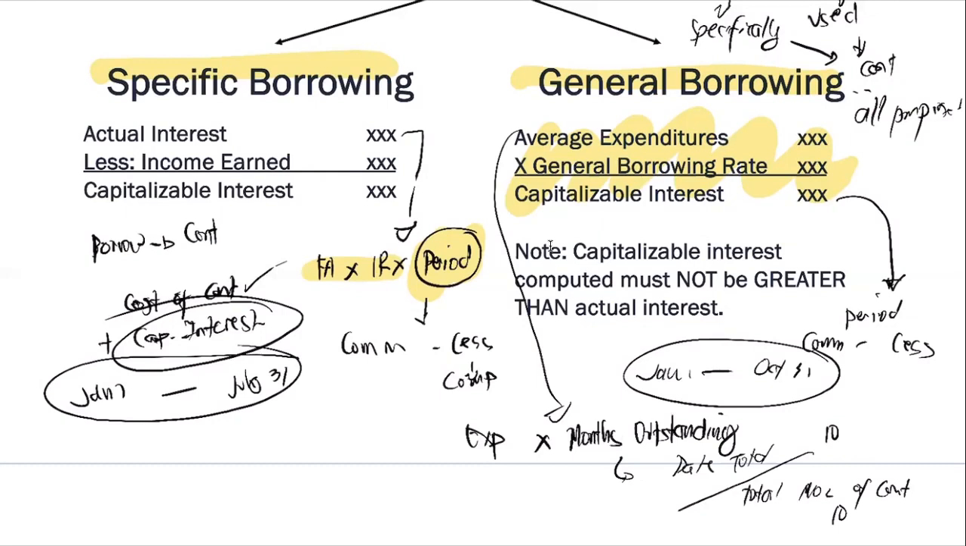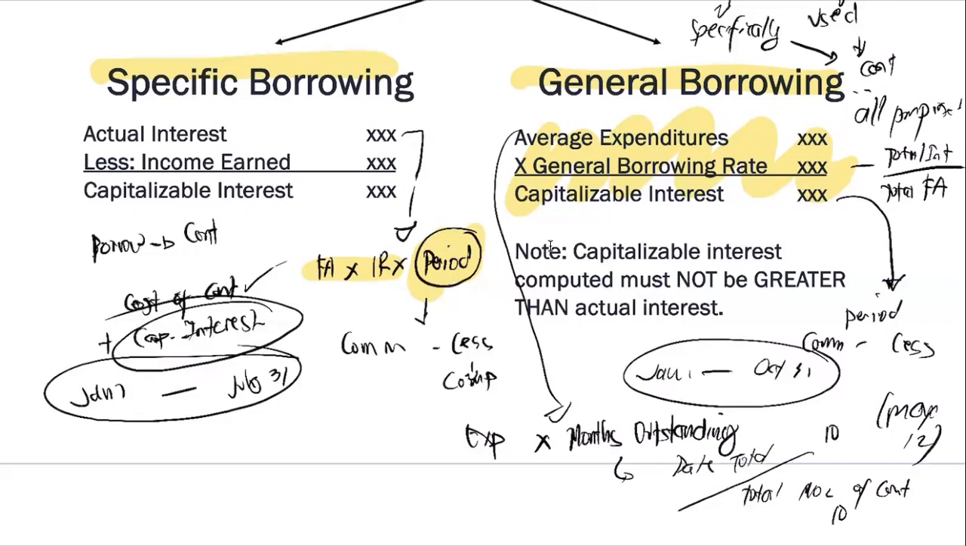So for the year, the maximum is 12, right? The max is 12, but here it is 10. So 10 is the denominator. Okay? So that is how we compute average expenditures. How about the general borrowing rate? So we have here your total interest divided by your total loan amount. General borrowing rate, total interest divided by total loan amount.